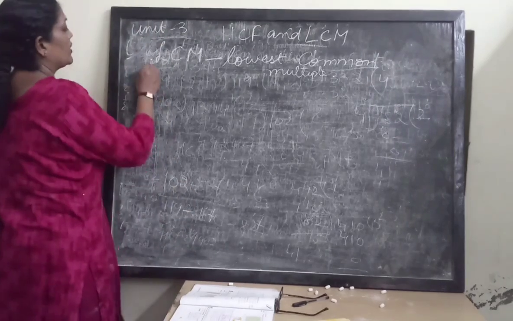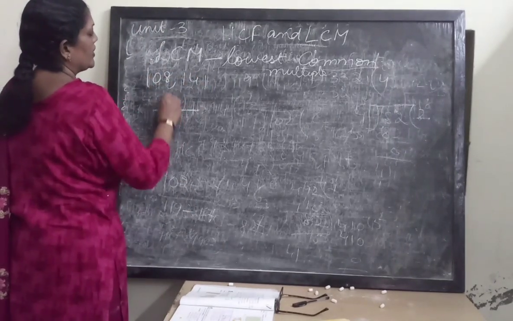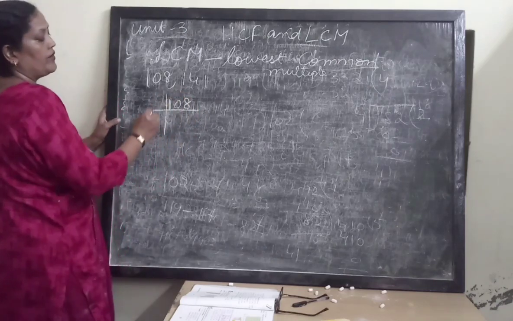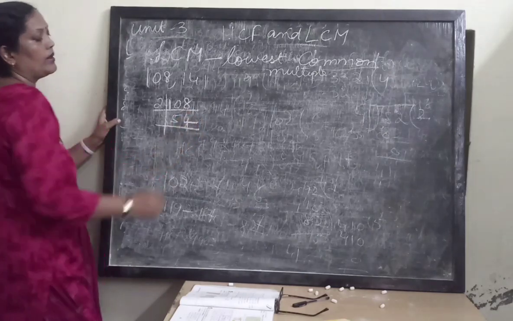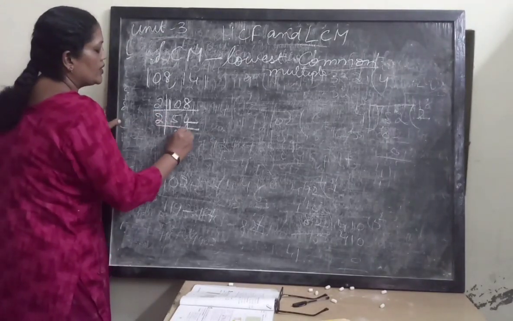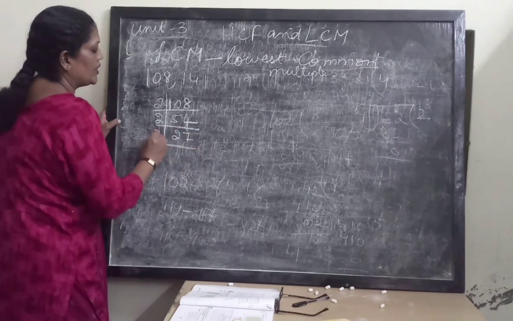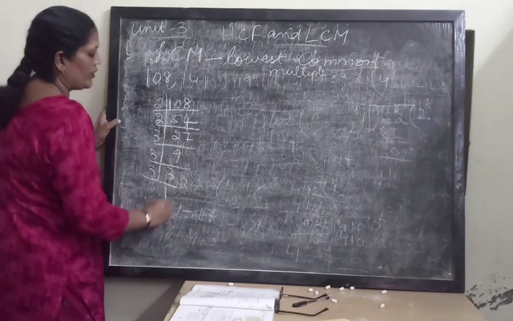108 and 141. First find the prime factors. I told you how to use the prime factorization method. You are not to take the bigger number, you have to take the prime numbers. 2 into 54, 2 into 27. Then 3 9s are 27, 3 3s are 9, 3 1s are 3.